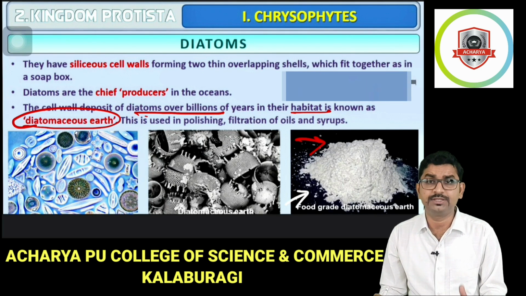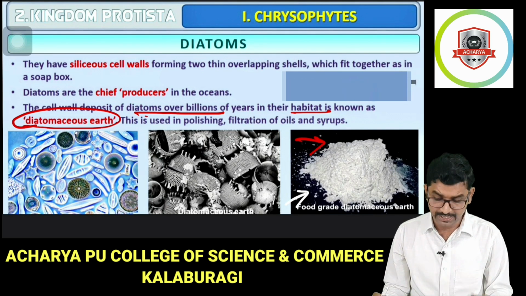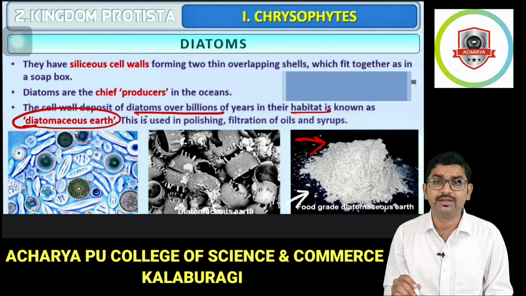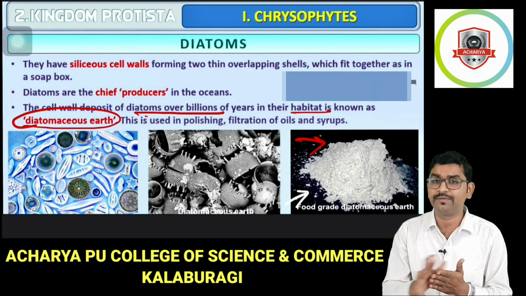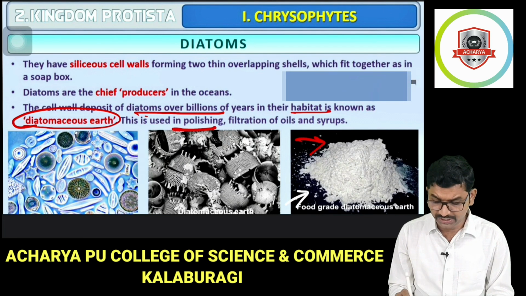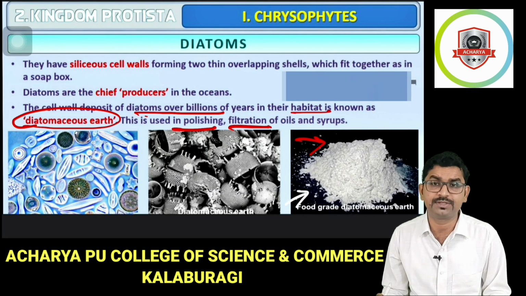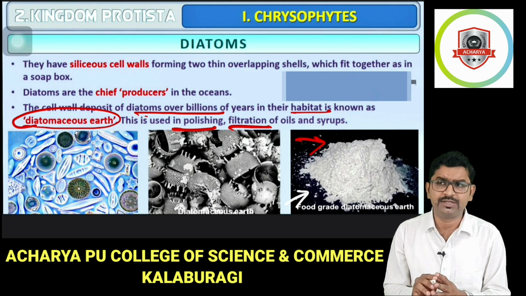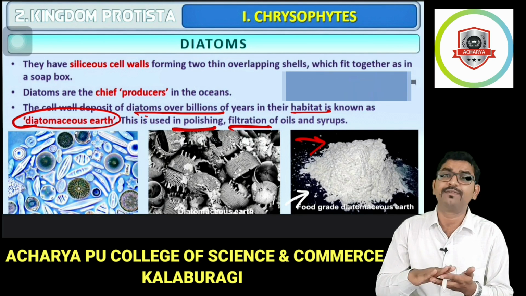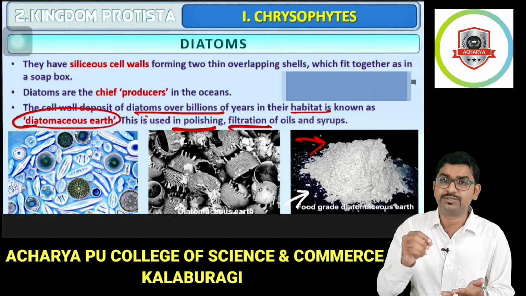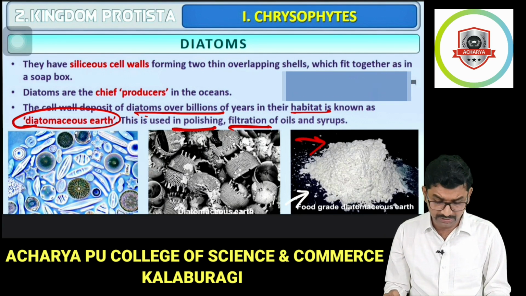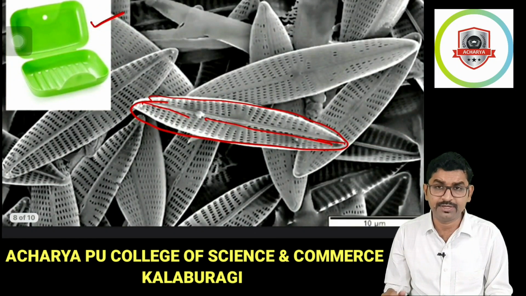This contains the material silica, and that is why it appears rough. The surface will be rough, which is commonly used in polishing and filtration of oils and syrups. You must have seen the sandpaper, which appears rough, like sand stuck on paper. That is made using this particular material. This is the image which I have already shown you.